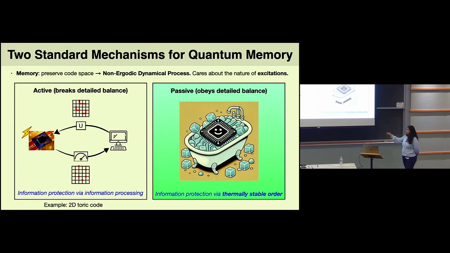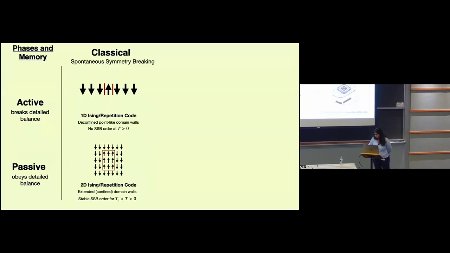Okay, so just to illustrate this with some simple, familiar examples. We know that if you just want to protect classical information via spontaneous symmetry breaking, and we encode this in the one-dimensional repetition code, or the one-dimensional Ising model, we know that the 1D Ising model does not have a finite temperature ordered phase.